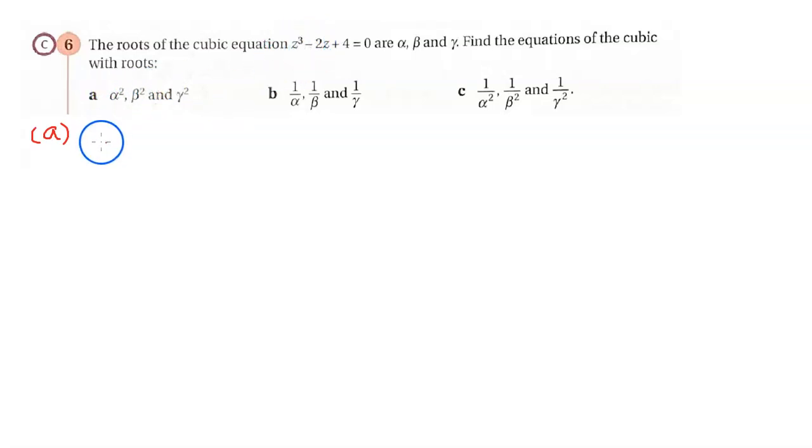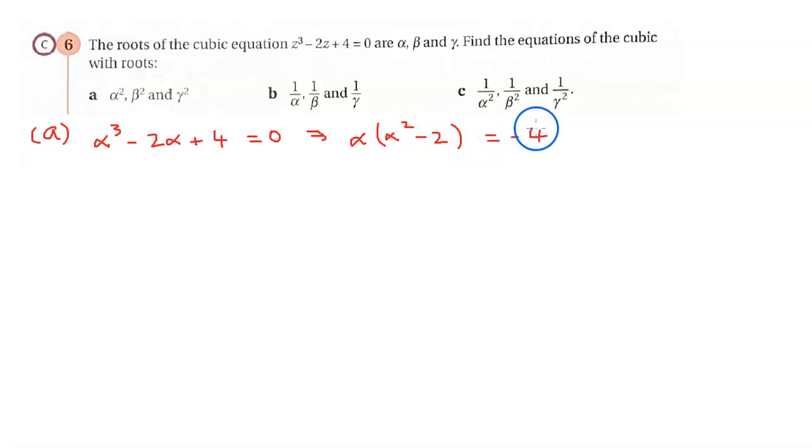So we know that since alpha is a root of this cubic equation, we have alpha cubed minus 2 times alpha plus 4 equals 0. And so factoring out alpha, we have that alpha times (alpha squared minus 2) is equal to negative 4. And then from there we can just square both sides. We get alpha squared times (alpha squared minus 2) squared is equal to positive 16.